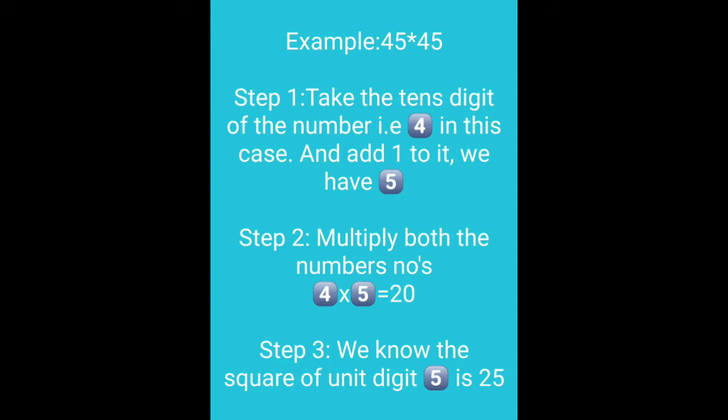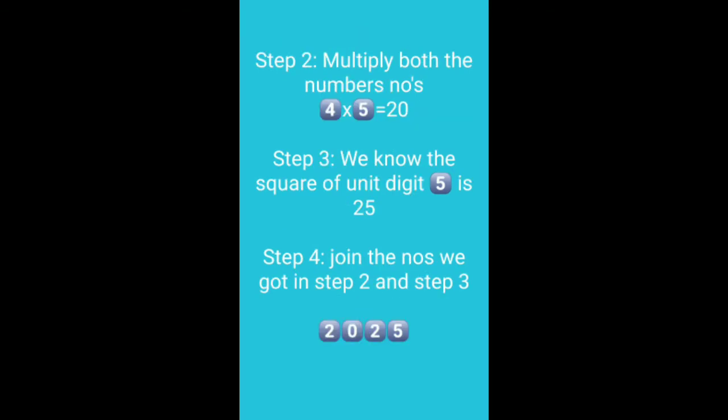In step 2, you have to multiply the added number and the tens digit number, that is 4 into 5, which is equal to 20. And this 20 becomes the first part of your answer. Now take the 5, which is the ones digit, and square it. We know that the square of 5 is 25. And this 25 becomes the second part of your answer. Now combining the first part 20 and the second part 25, we have the square of 45 as 2025.